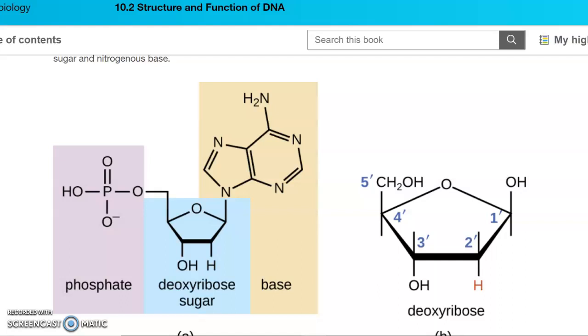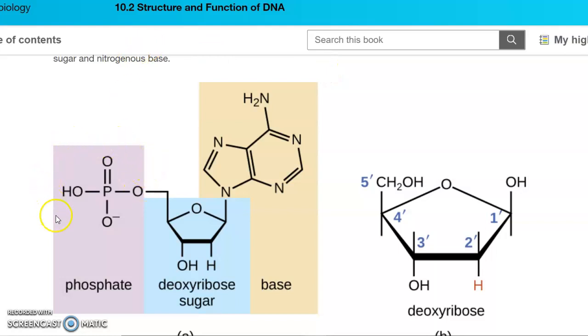So now that we've talked about the discovery of DNA as the genetic material, now we'll take a little bit of time to discuss the structure and function of DNA. What you see here on your screen is a piece of DNA, which is called the nucleotide. The individual building blocks of DNA are called nucleotides. And this little color-coded structure here is the nucleotide.